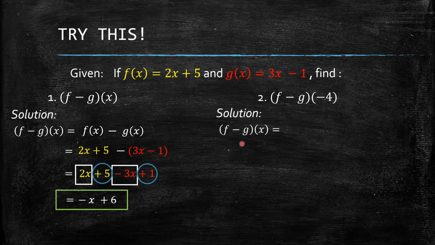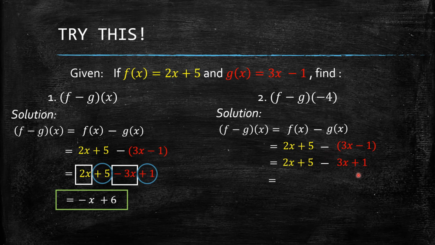For number 2, same, f minus g of x is just f of x minus g of x. So first is to substitute the values of f of x and g of x. So we have 2x plus 5 minus 3x minus 1. Next is to bring down this and distribute the negative. So we have negative times 3x, that's negative 3x. Negative times negative 1, that's positive 1.